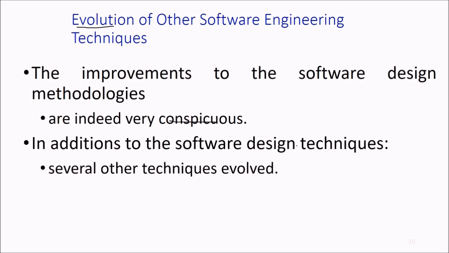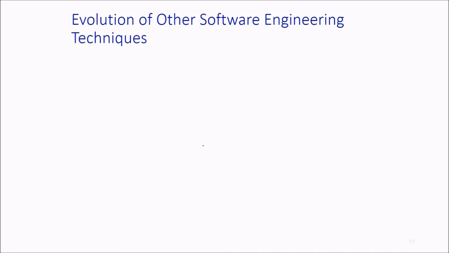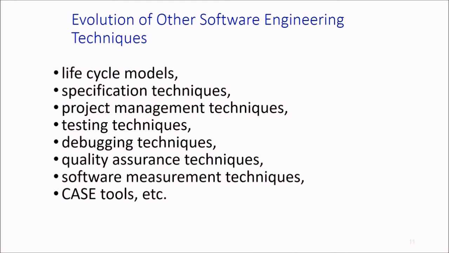In addition to the software design technique, other techniques were also gearing up on the side, like life cycle models, specification techniques, project management techniques, testing techniques, debugging techniques, quality assurance techniques, software measurement techniques, and then CASE tools. All of these headings we are going to discuss in this course later on. So what was exactly the difference between the exploratory style and the modern software development practices we are using?